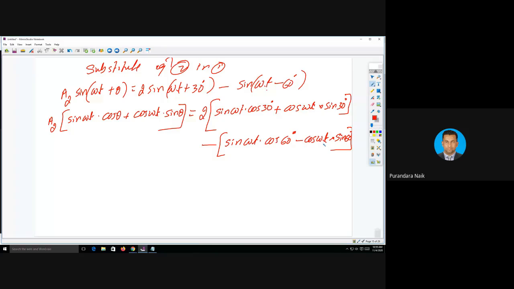So keep it in degree mode. For the second problem also, similar problem. The second problem is similar, right? While doing the second problem, I have not done the analytical solution. You have to do it. See here, a2, you multiply: a2 sin omega t cos theta plus a2 cos omega t sin theta is equal to 2 into sin omega t into cos 30.